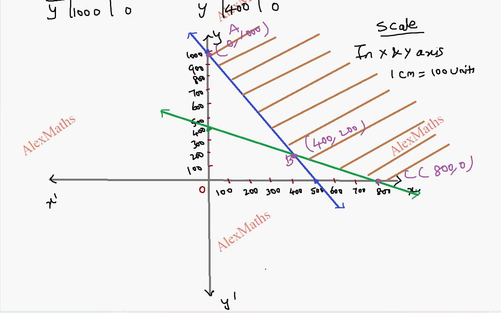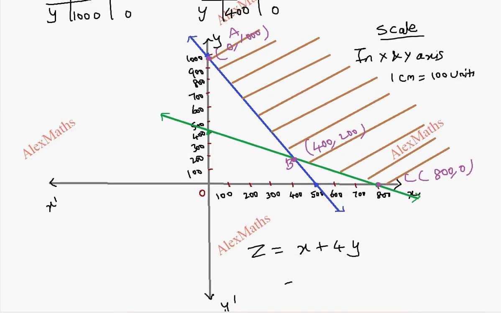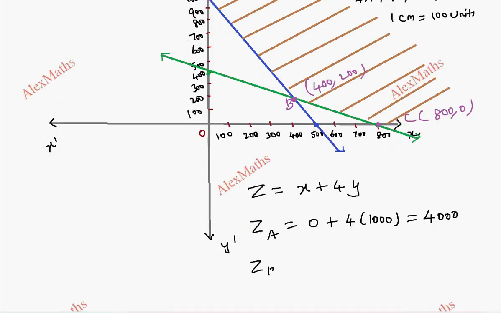So let's take the point A. So Z is equal to x plus 4y. So we are going to calculate x plus 4y for point A. So ZA, x is 0 and 4 into 1000, which is 4000. Then coming to point B, ZB, which is 400 plus 4 into 200. So this is 400 plus 800, we get 1200.